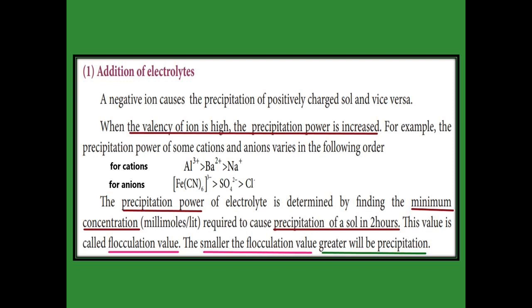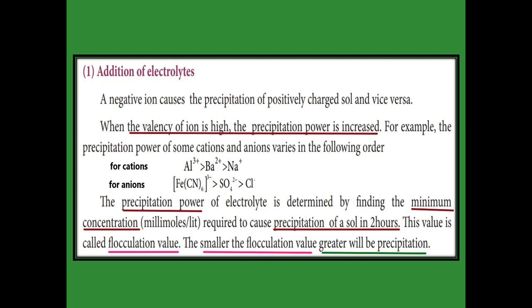If the valency of the ion is high, the precipitation power is increased. For example, for cations, aluminum has 3 plus, barium has 2 plus, and sodium has 1 plus. Among the three, which one has more valency? Aluminum has more valency, so the precipitation power is highest for aluminum. The next place goes to barium, and after that, sodium.